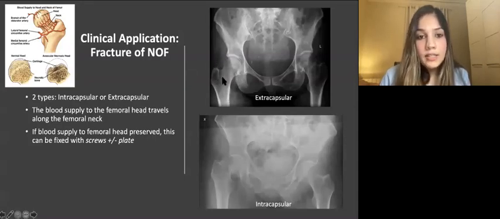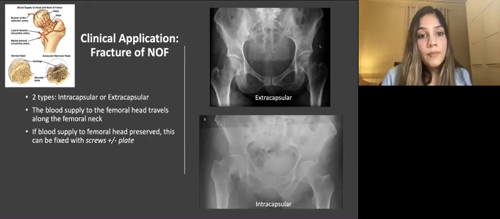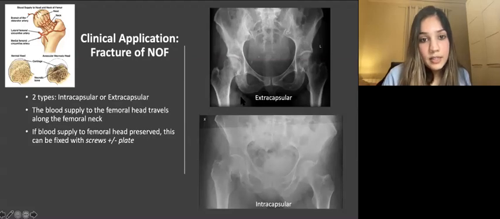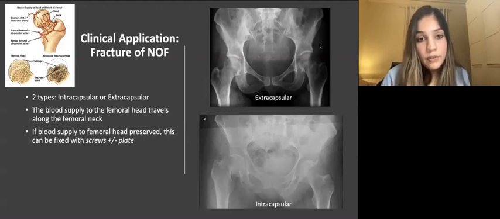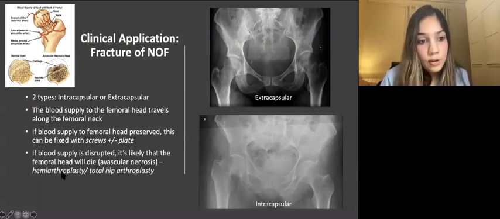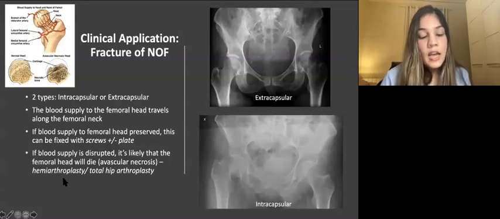So if the fracture happens extracapsularly and blood supply is still preserved, you can fix this surgically with just plates and screws. However, if you have an intracapsular fracture and the blood supply has been disrupted, then you have to replace the head of the femur with a prosthesis. And that's what's called a hemiarthroplasty. So hemi means one side, and arthroplasty is a new joint.